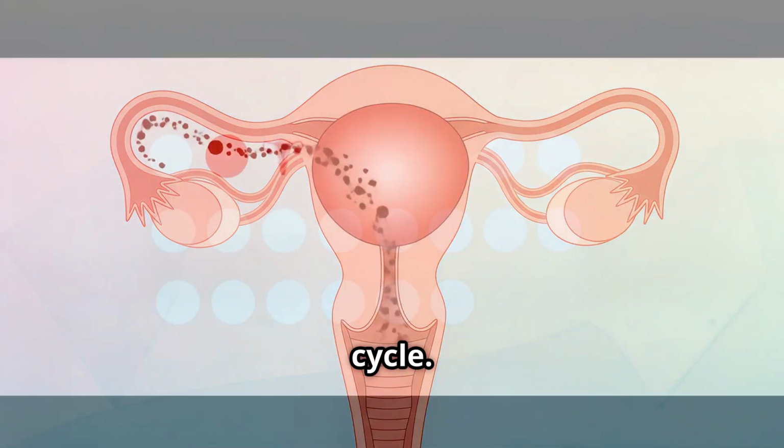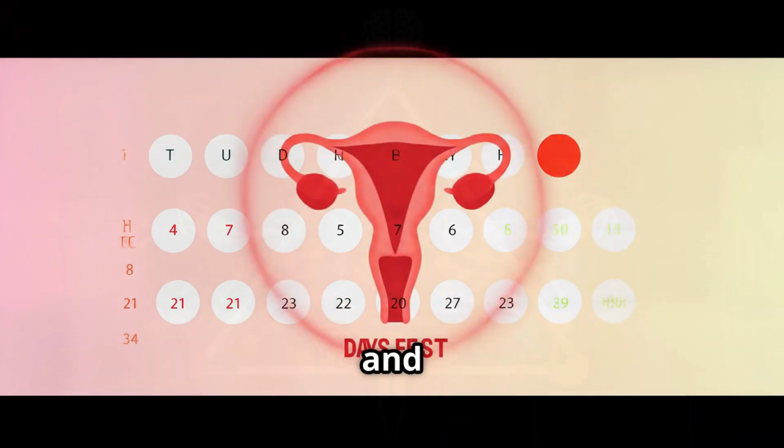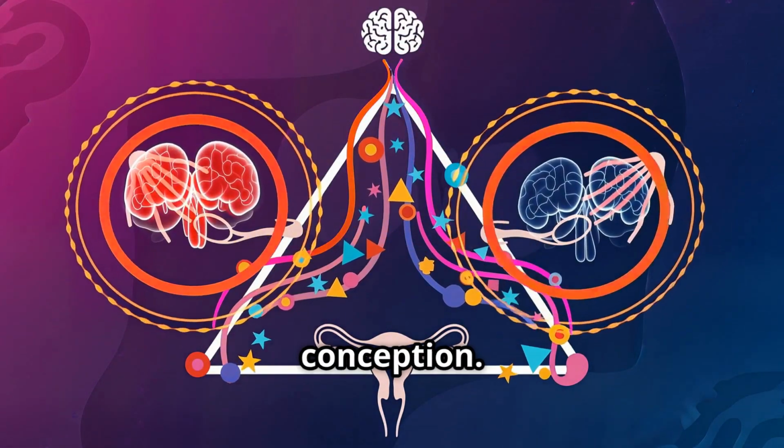of a new cycle. This entire hormonal interplay between the brain, ovaries, and uterus ensures that the body regularly prepares for the possibility of conception.